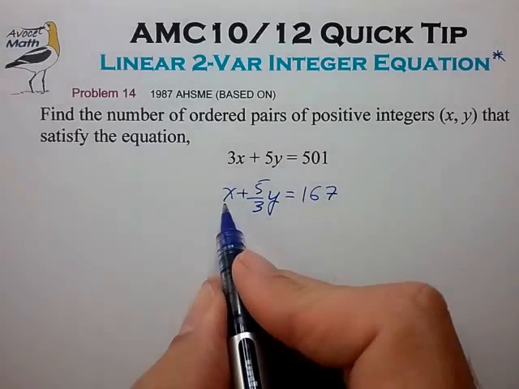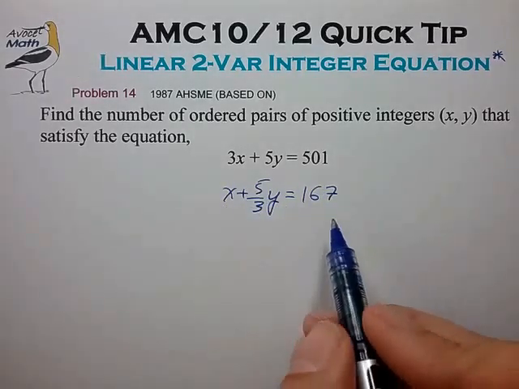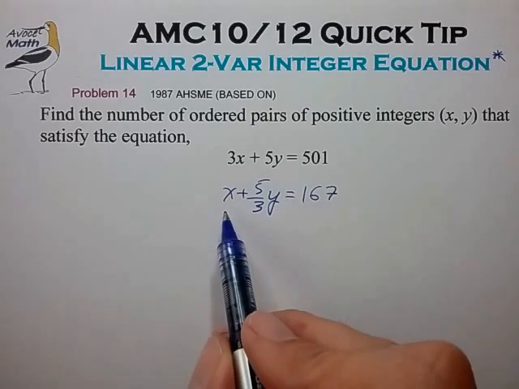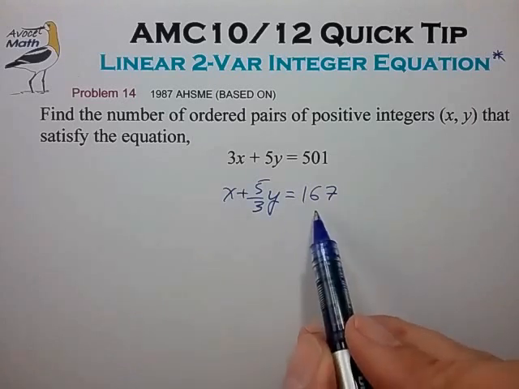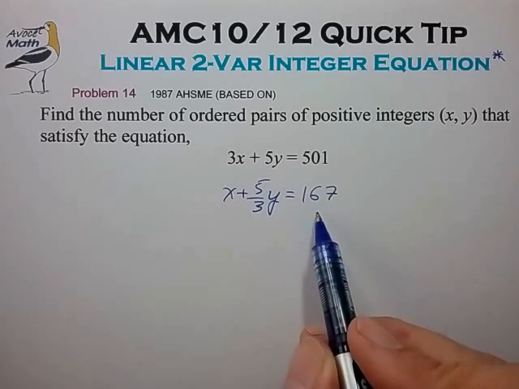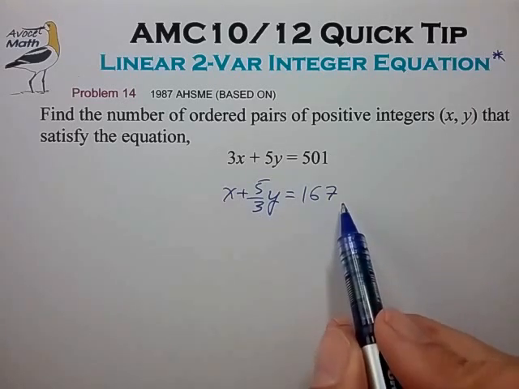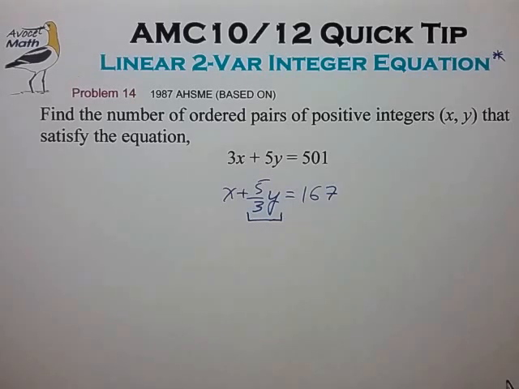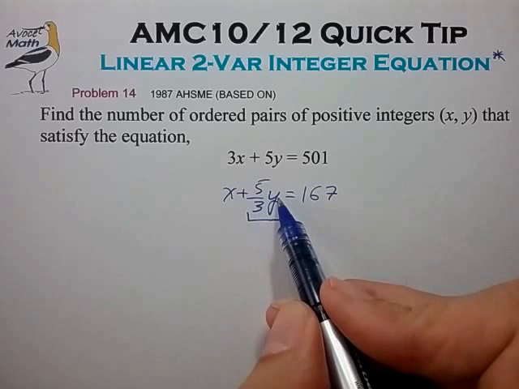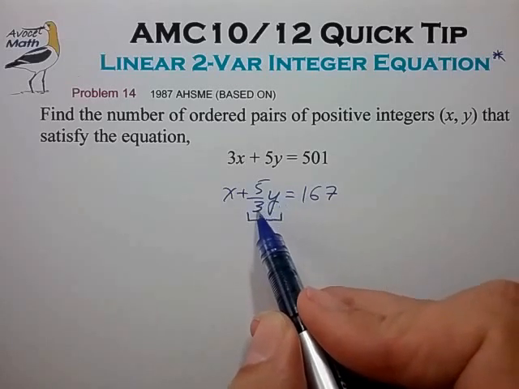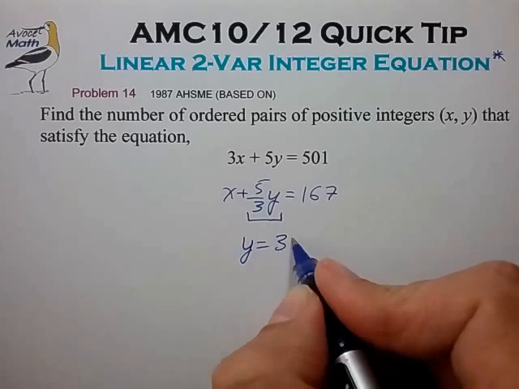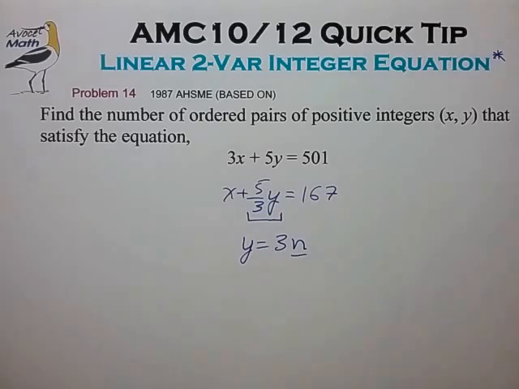And that leaves us with x plus 5/3 y is equal to 167. And at this point, we can notice something very useful in that the first term is an integer, the constant term is still an integer, and the only way this equation can be satisfied is if this middle term here is also an integer. And we see the only way that can happen is if y is a multiple of 3. So we can write y as 3 times some other integer, n.